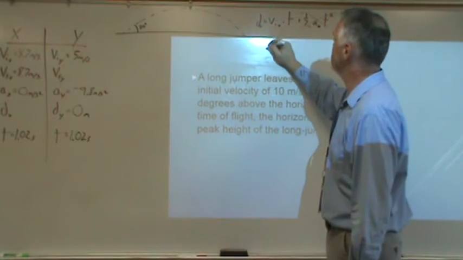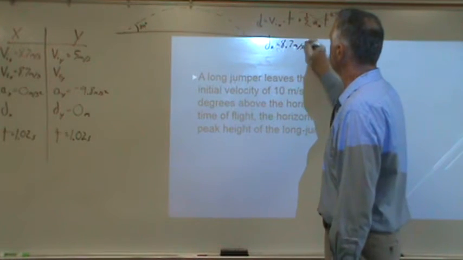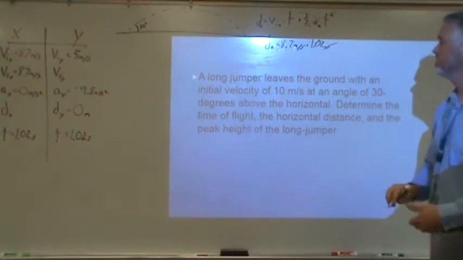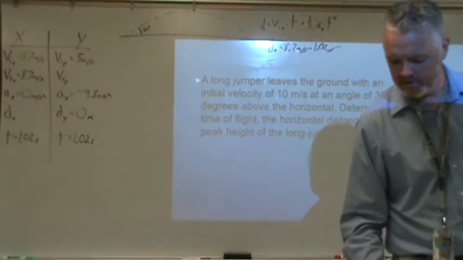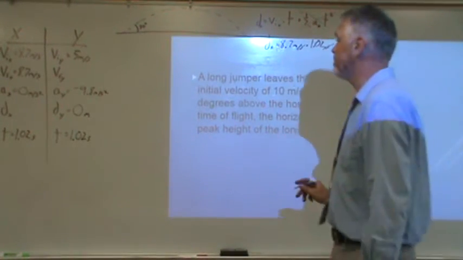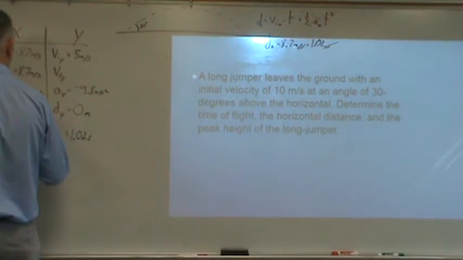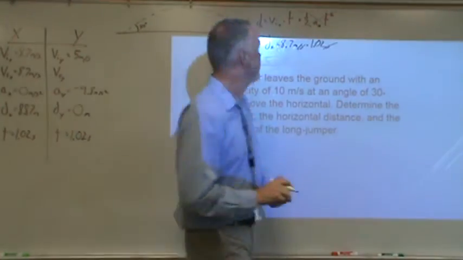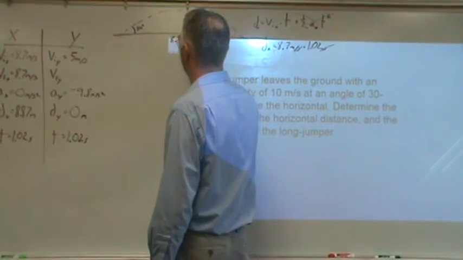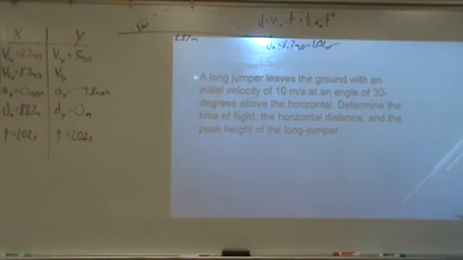So in this case, dx equals 8.7 meters per second multiplied by 1.02 seconds. Seconds cancel out, leaves me in meters. A little over 8.7, 8.87. Excellent. So 8.87 meters will be our displacement in the x direction. In other words, from where he took off to where he landed, 8.87 meters. Now, that answers 2 of the 3 questions.